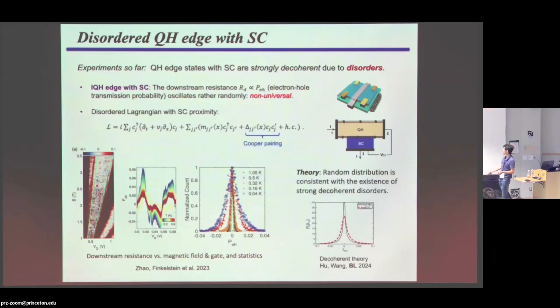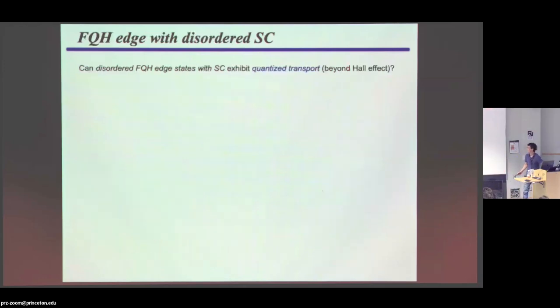And basically, we have earlier work where they did statistics for the resistance they measured. This can be understood as a limit where the edge states are very disordered, but still, indeed, there is superconducting proximity induced. As a result, you don't see any nice oscillation or quantized feature of the theory. So the question is whether you can achieve quantized transport in fractional quantum Hall edge states with superconducting proximity.